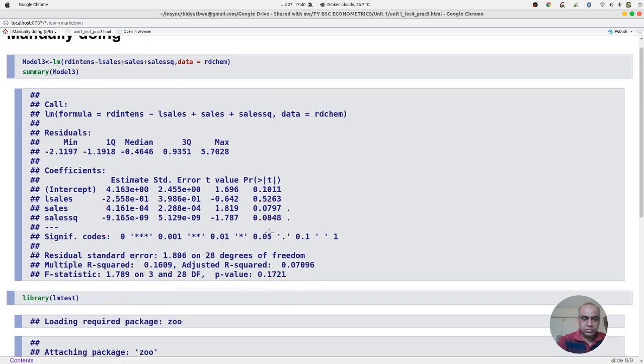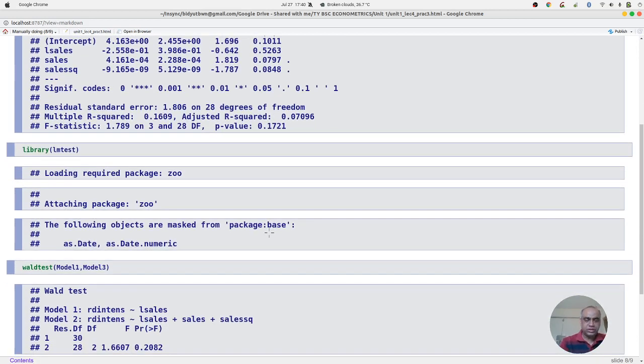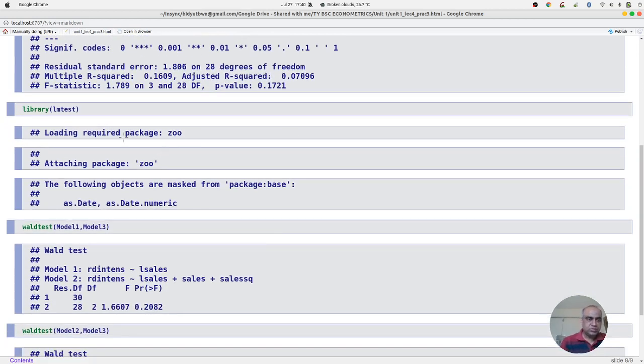Now what we need next is to compare, using the Wald F test, model 1 and model 3, first manually. So we call the library lmtest for conducting the Wald test here, and we give waldtest of model 1 and model 3. Model 1 is R&D intention over log of sales, and model 2 here is actually model 3, but in waldtest they always take model 1 and model 2 while displaying the results. So don't confuse this model 2 with the initial model. This model 2 is actually model 3.